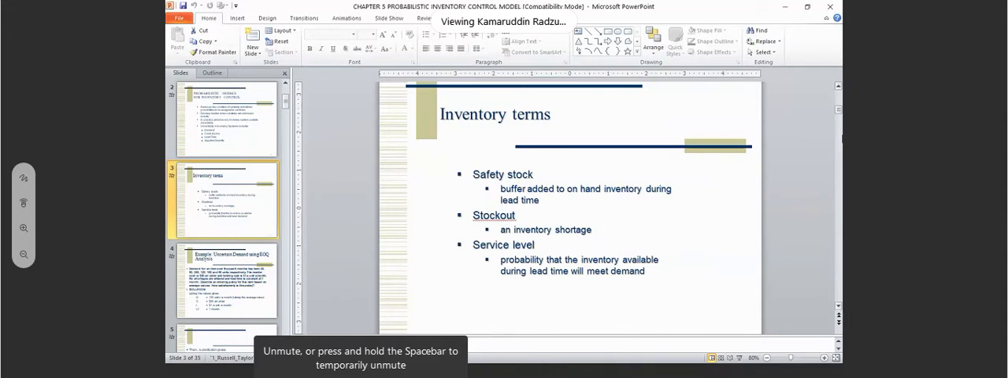So under the probabilistic model of inventory control, terms like safety stock, stock out, and service level have been used to solve the problem regarding the uncertainty that exists in inventory management practices.